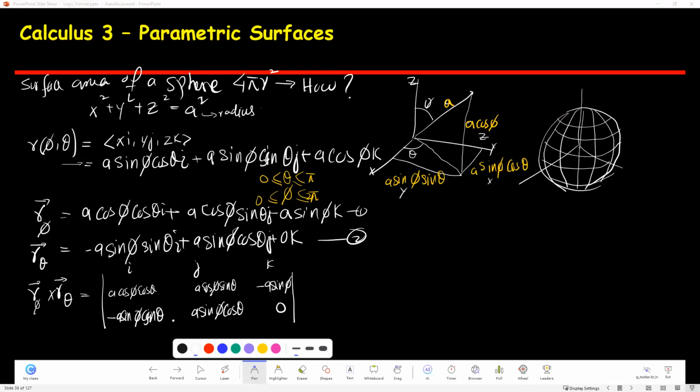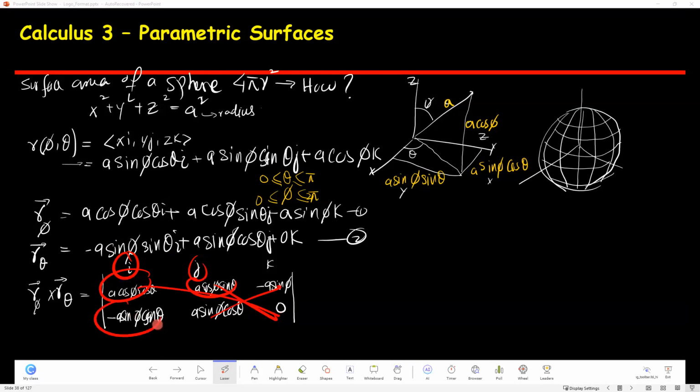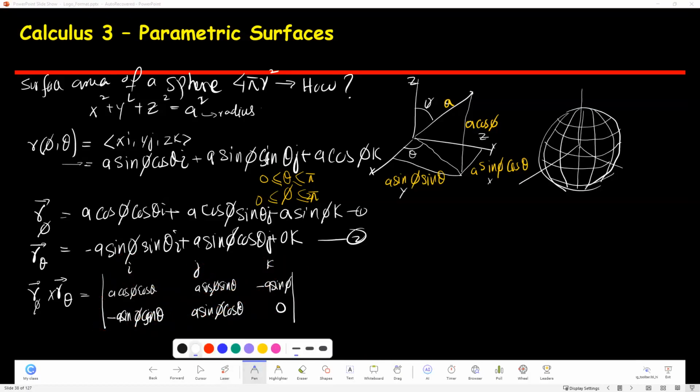If I take that cross product, I'm going to take the i, so multiply this to this minus this to this. When I take the j, I'm going to multiply this to this minus this to that, and when I take k, I'm going to ignore these two and multiply this to this minus this to that. Okay, just going to remind, we already know about that one. So I'm going to write my r phi cross r theta equals A square.